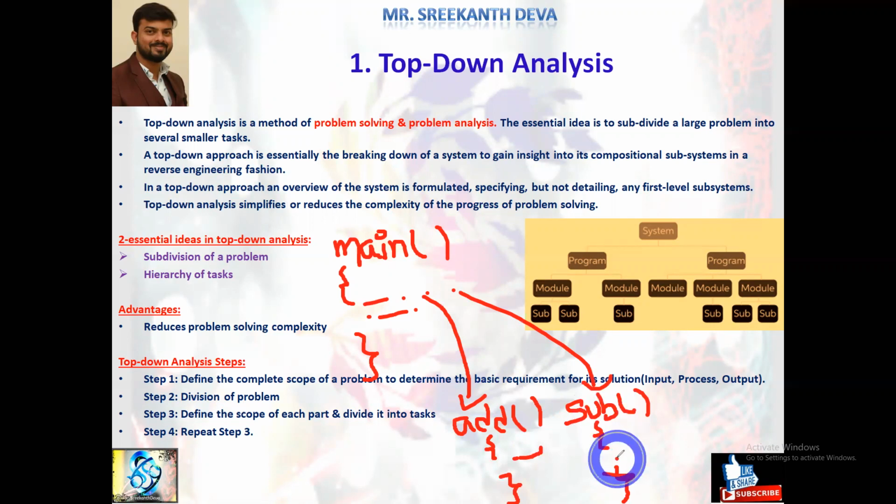The subtraction function can perform only the subtraction operation. Like a multiplication function, like a division function, like several sub problems we can write elaborately. Instead of writing all these things in the main function, we can divide the main problem into sub problems, a subdivision of a problem in the form of functions in the programming language.